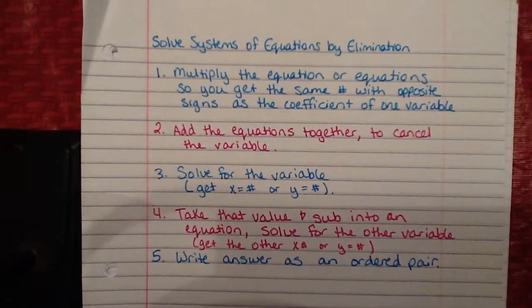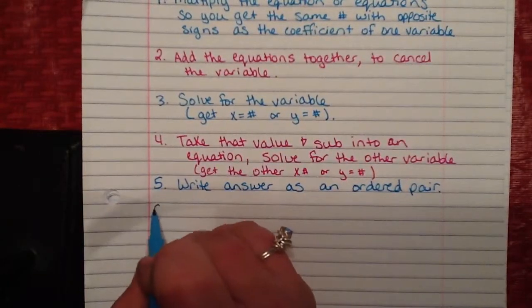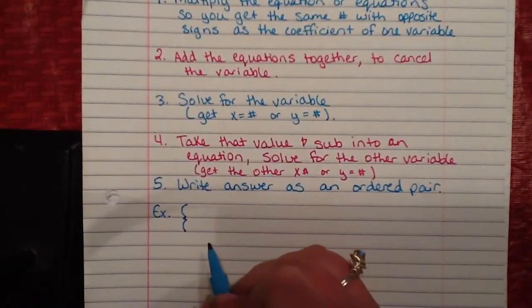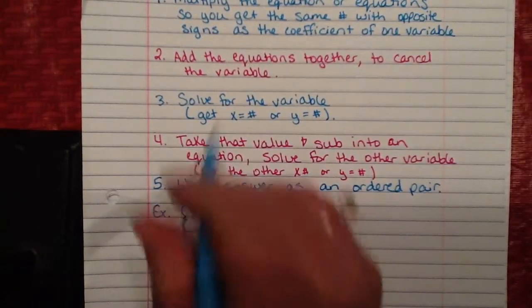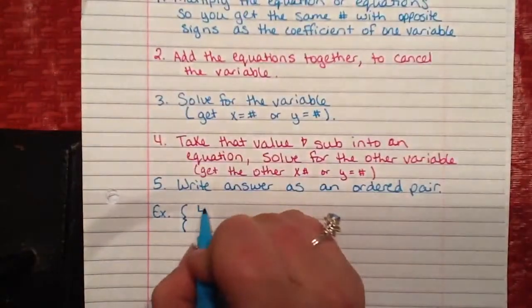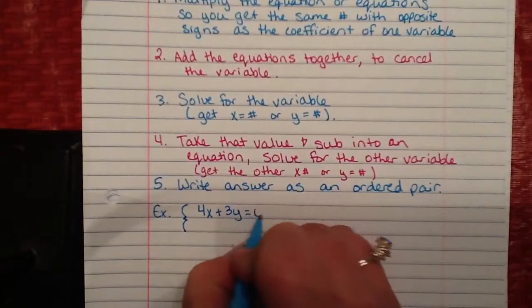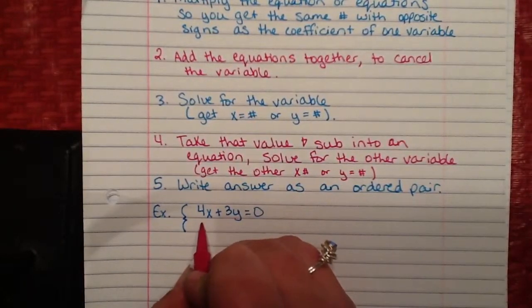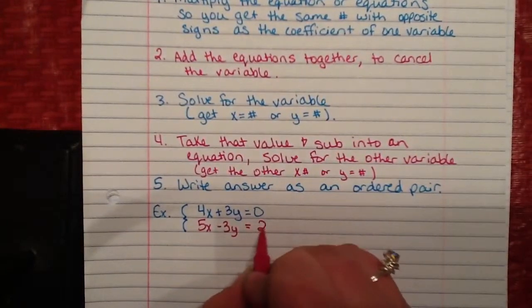So let's try an example of this. First example we're going to look at, again we're going to draw our little curly bracket that reminds us that this is a system of equations. And our first equation is 4x plus 3y equals 0. Our second equation is 5x minus 3y equals 27.